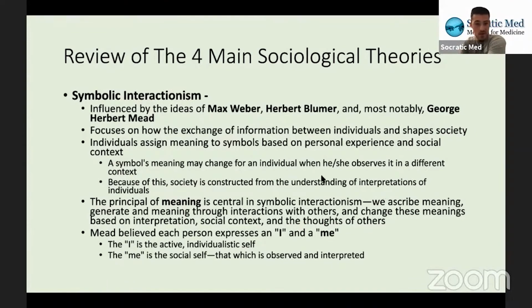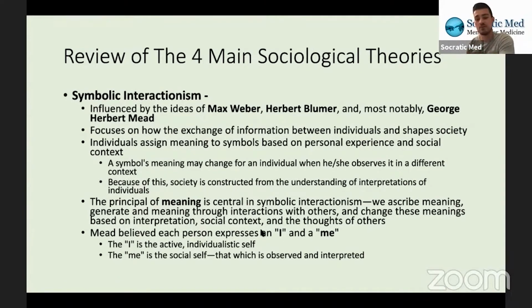And another concept that comes up with symbolic interactionism are Mead's principles of the I and the me. So the I is the individualistic self. It's basically who you are. I is the subject pronoun, if anybody is good at grammar. So it's the active form of the first person. So grammatically, he kind of did this on purpose. So the I is the self, the individual, and the me is the social self.